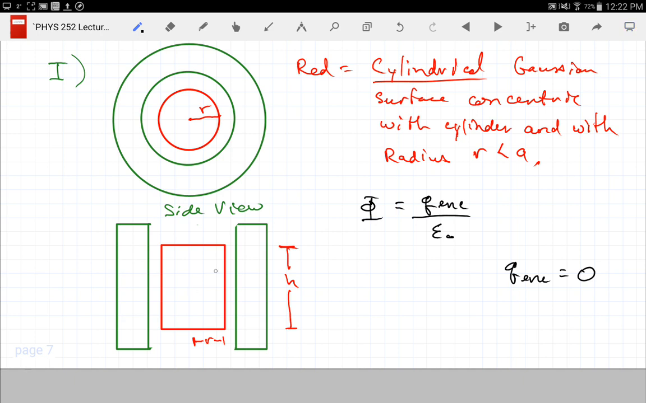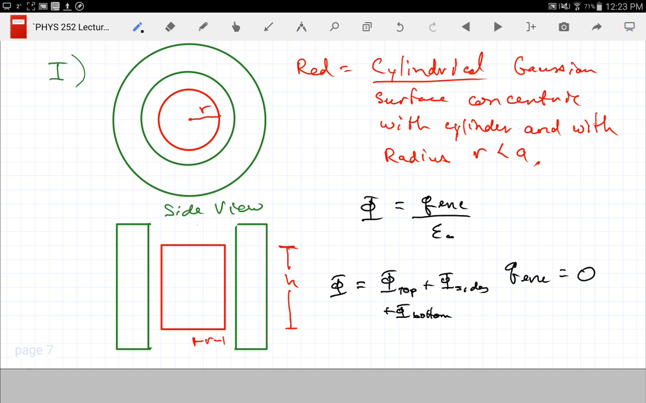When I do the flux, how many surfaces do I have on my cylinder? I have 3 surfaces. So my flux is equal to the flux of the top plus the flux of the sides plus the flux of the bottom. I break it up into 3 separate integrals.